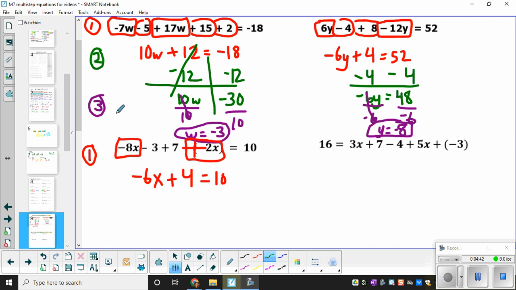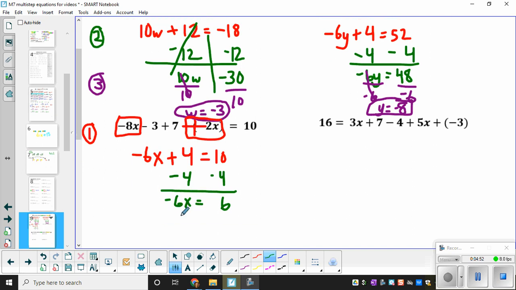All right, now the second step in green, we're going to get rid of the constant. So 10 minus 4 is 6. And I'm going to bring down the negative 6x. Now I'm going to divide both sides by my coefficient of negative 6. And x here would be a negative 1.